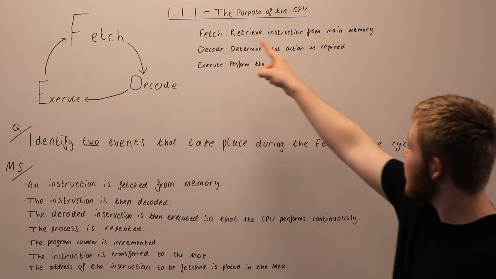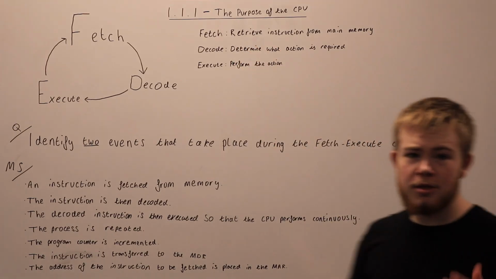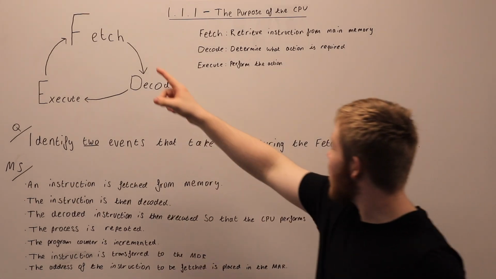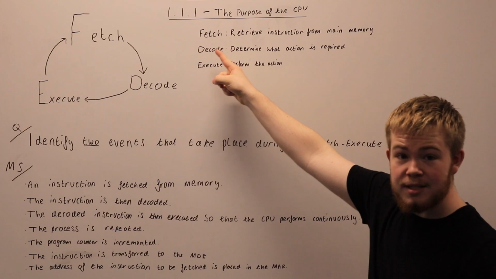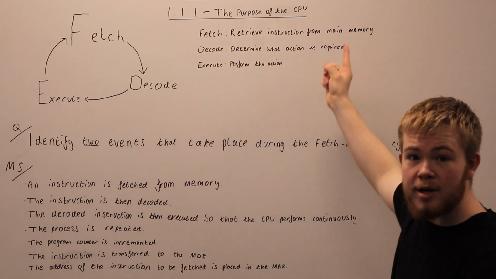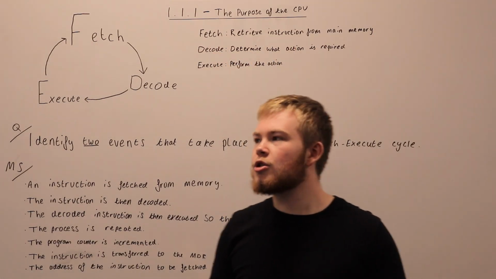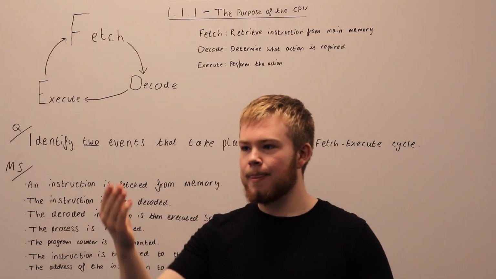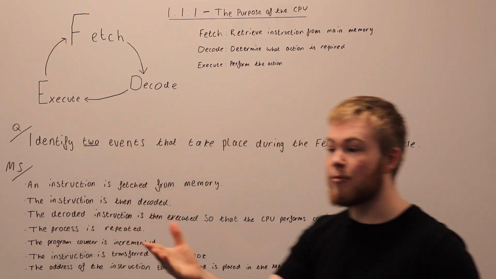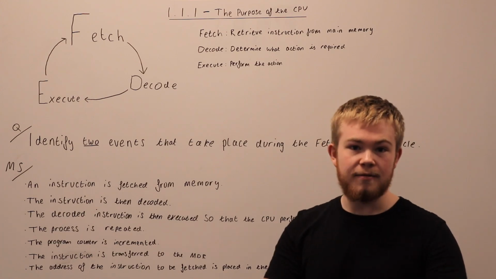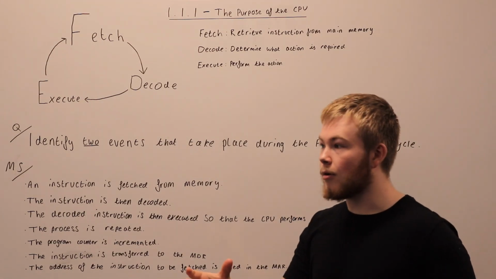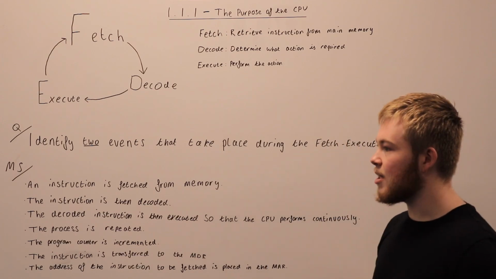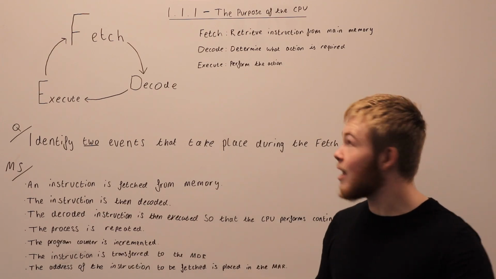Topic 1.1.1, the purpose of the CPU. So the CPU performs the fetch, decode, execute cycle, which is where the CPU fetches instructions from main memory. So this could be an instruction to store an address into a certain memory location, or to retrieve data from memory location 3, for example, or it could be to add a value to another value.